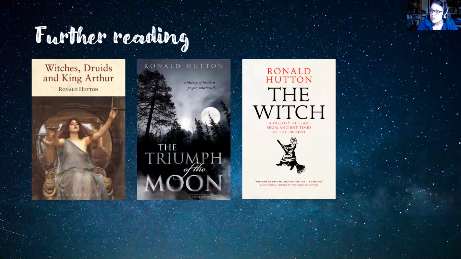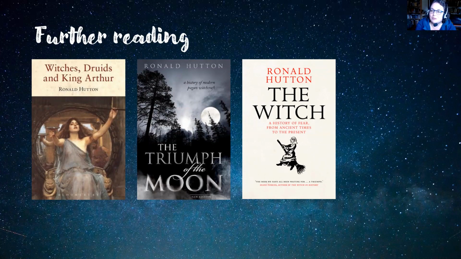So a bit of further reading. I would highly recommend reading Witches, Druids and King Arthur by Ronald Hutton. As you will notice, all of these books are by Ronald Hutton. And I would actually read The Triumph of the Moon first, because it explains the development of modern witchcraft. And Witches, Druids and King Arthur I would actually read second. Notice we have yet another painting by John William Waterhouse on the cover. And what that does is it explains the genesis of the magical occult Western tradition from Egyptian witchcraft all the way through medieval grimoires and into the modern day.